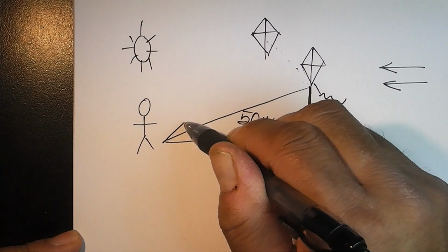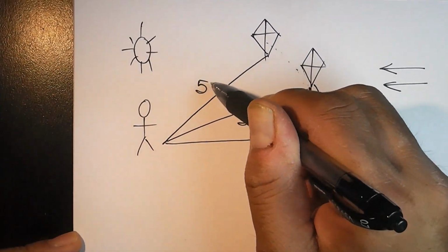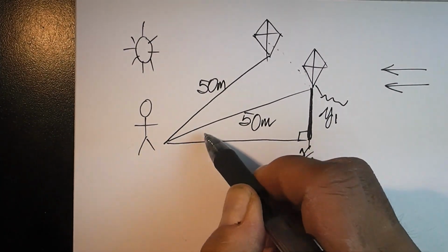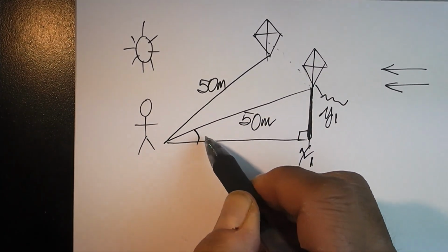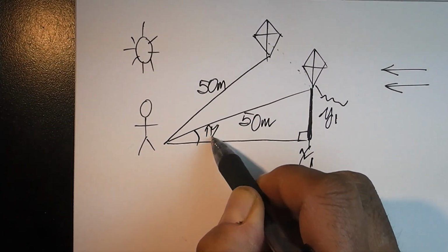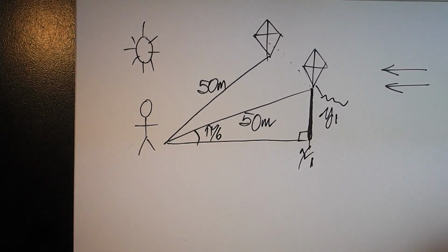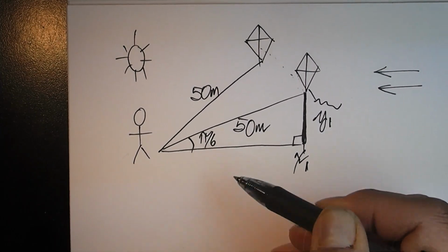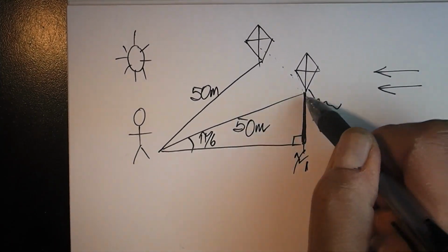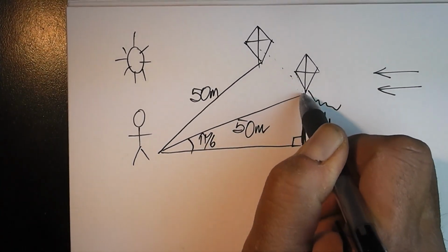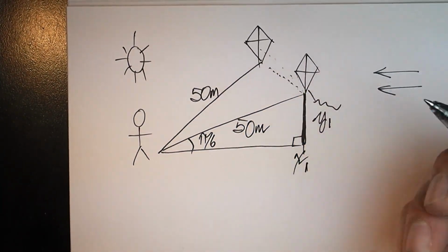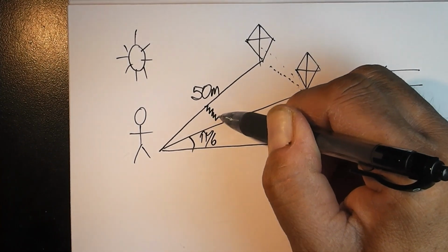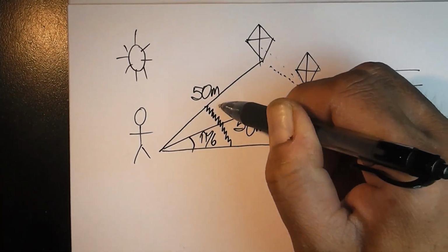The length of the string is still 50 meters. But because this angle has changed, so my first angle was pi over 6. Last year we would have said 30 degrees, but it's pi over 6, the smaller triangle. And when the wind comes up and this kite flies up with the wind, that big angle is pi by 3.